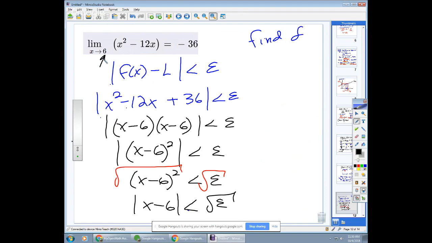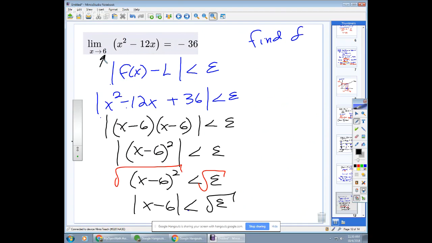Yeah, so if somebody says, I need you to be within a millionth of the limit, you would take the square root of a million and say, okay, be at least this close to 6. That'll get you there. Is what that tells us.